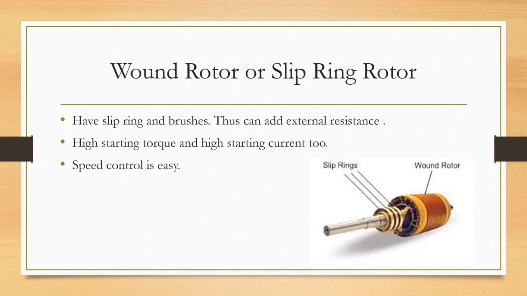Next we will see a wound rotor or slip ring rotor. So here we have slip rings and brushes. That is the difference from the squirrel cage rotor, and we can add external resistance because of that. High starting torque and low starting current also. And here speed control is very easy.